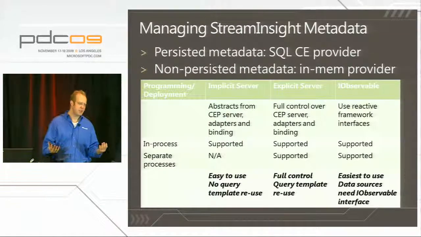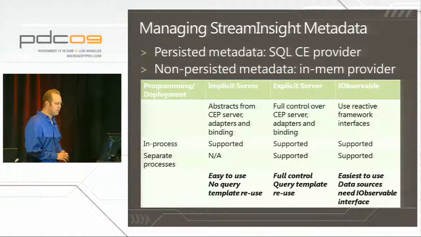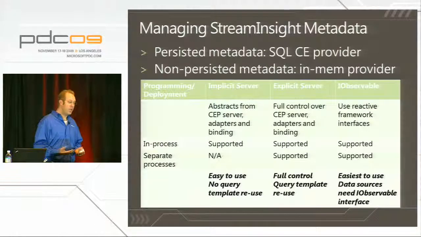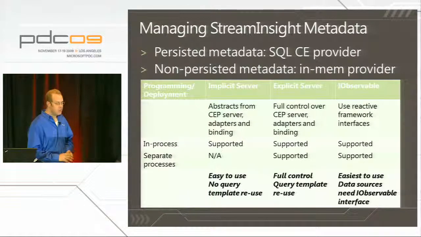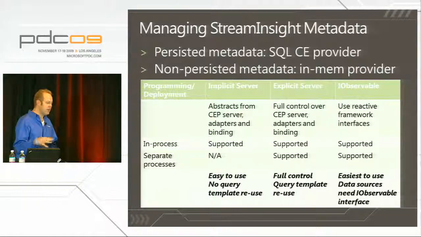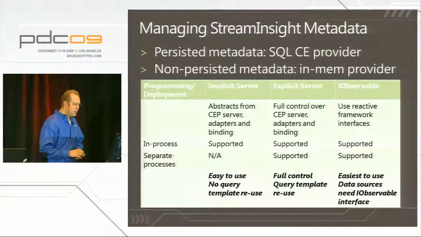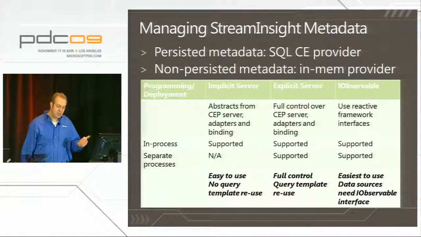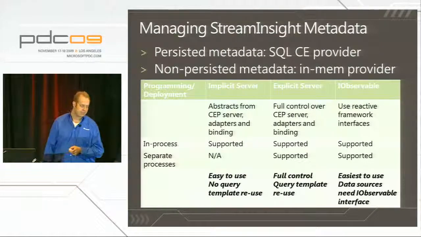So the implicit server is the first one here. You are not exposed to the details of the complex event processing server, the adapters, and the binding. So that gives you a very easy-to-use experience, but it does not allow you query template reuse. If you want to reuse a query template, then you have to go into what we call the explicit server model. You have full control over the StreamInsight server. You can do in-process and out-of-process, and you can also reuse your query templates.